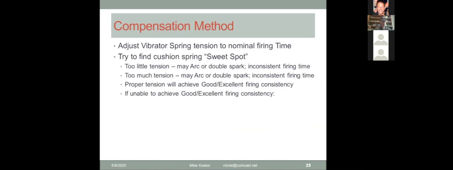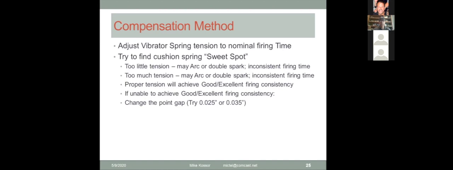If we're unable to achieve a balance of those variables between point gap, cushion spring tension, and vibrator spring tension, we may want to try to change the point gap. 0.31 thousandths is only a starting gap. You may want to close it up to 25 or even 20 thousandths, and then try to adjust the cushion spring tension and the vibrator spring tension just right. And we'll get into details on how to tune those variables in a little bit.